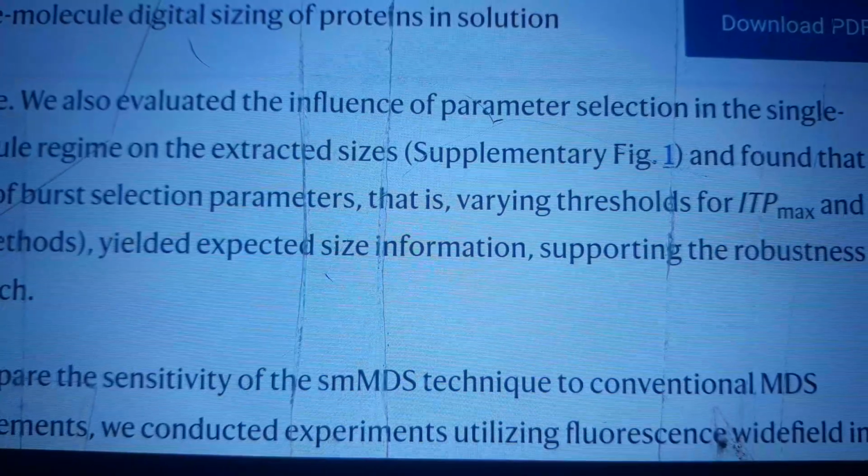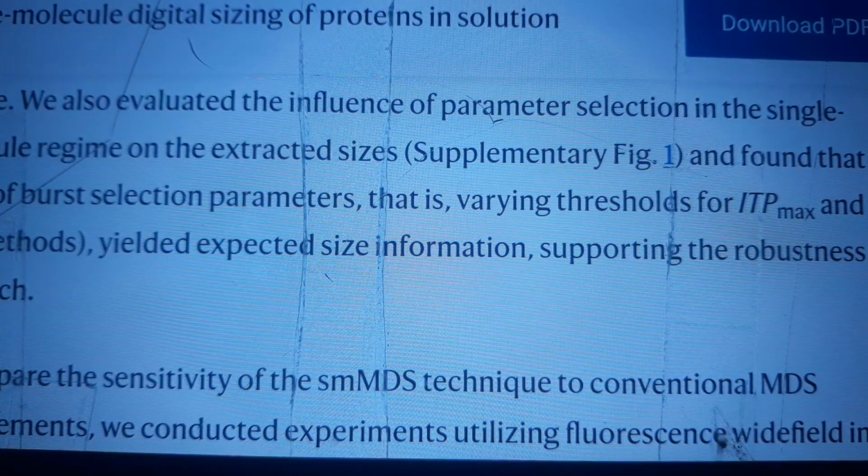It was also evaluated how the parameter selection in the single molecule regime influences the extracted sizes, and found that a wide range of burst selection parameters, that is, varying thresholds of ITP max and NMIN, yield the expected size information, supporting the robustness of the approach.